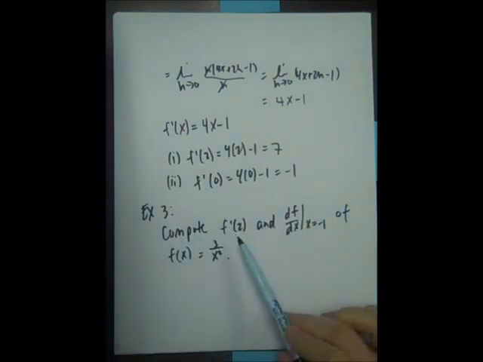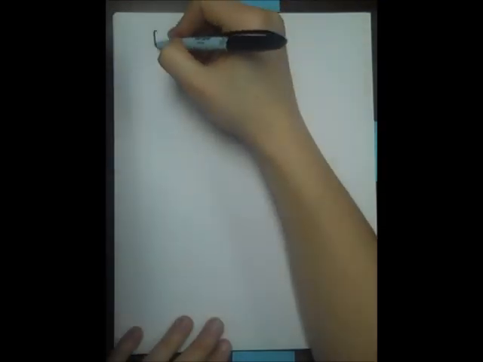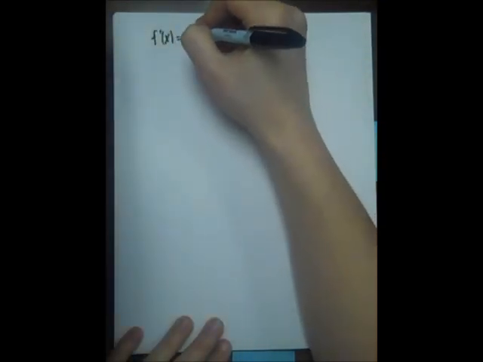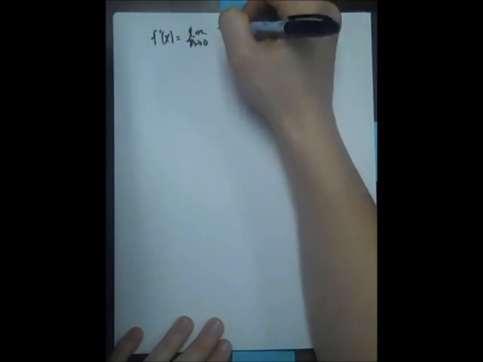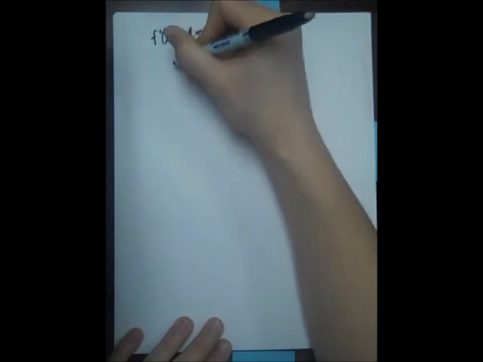So I'm trying to evaluate the derivative at two different values. Remember, this is just two different notations, but they mean the same thing. So I'm going to find the derivative, then I'm going to plug in 2, and I'm going to plug in negative 1. So let's start this on a different page. So the derivative of f with respect to x is going to be the limit as h approaches 0 of f of x plus h minus f of x over h.